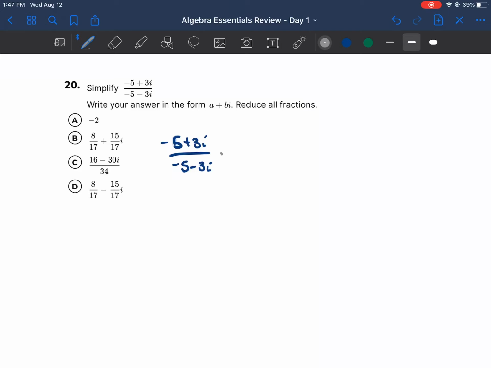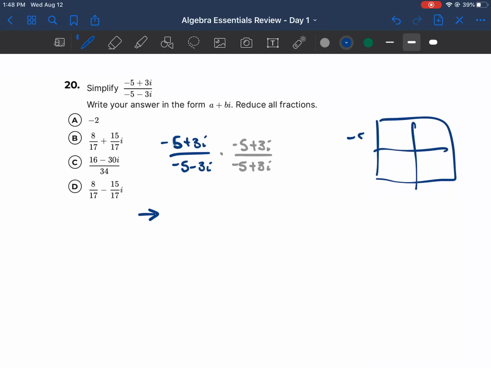So the conjugate of negative 5 minus 3i is going to be negative 5 plus 3i. Let's multiply that to both the numerator and the denominator. And let's see what ends up happening here. Well, in the numerator, negative 5 plus 3i times negative 5 plus 3i, well, that's a box method problem, so let's go ahead and multiply it out. So we're doing some side math here. That's going to give us 25, negative 15i, negative 15i, and 9i squared.